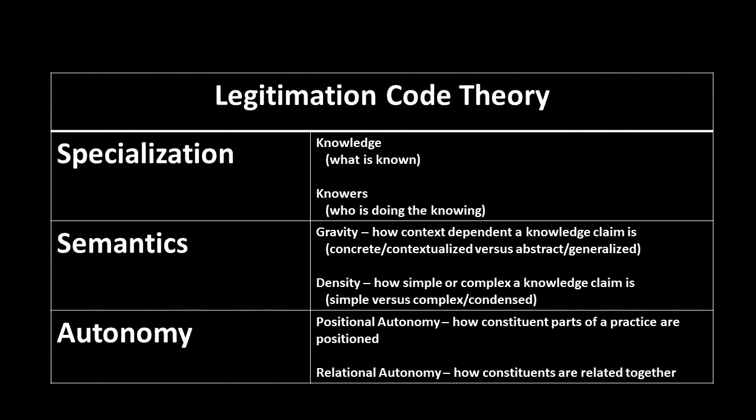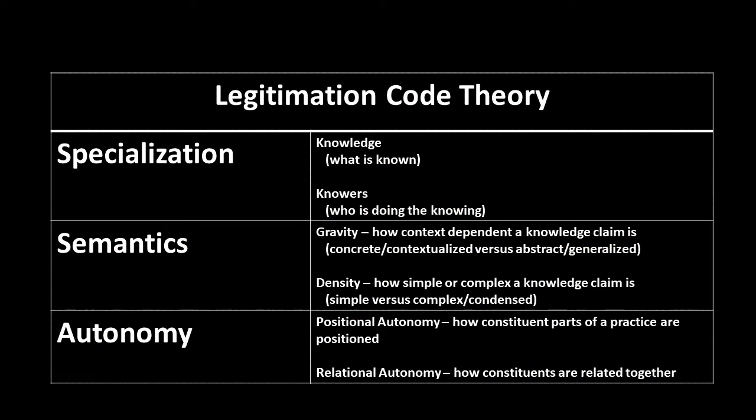This week I'd like to continue looking at the book by Carl Maton, Knowledge of Knowers, and the different dimensions of Legitimation Code Theory that he sets out in that book. So in previous episodes we've looked at the dimensions of specialization and semantics.